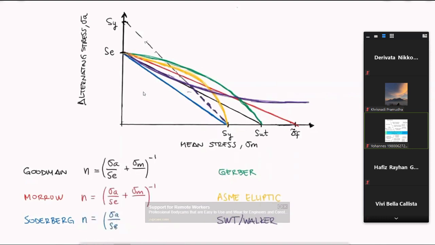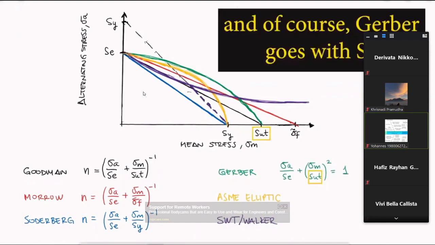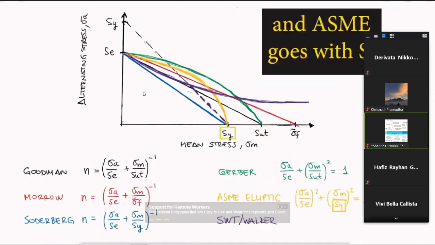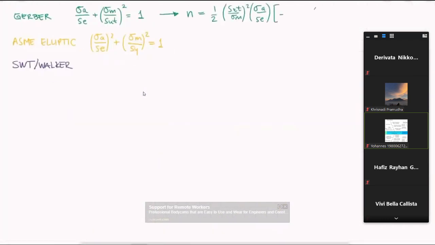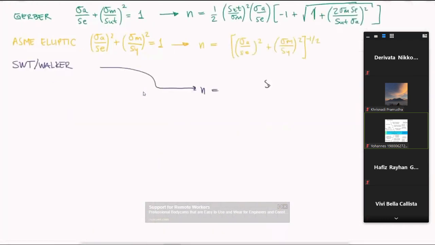We already know what the straight lines look like, with once again Goodman using the ultimate strength, Morrow using the true fracture strength, and Soderberg using the yield strength. For Gerber and ASME elliptic, the definitions are pretty easy, where you have a squared term for the mean stresses in Gerber, and each one of the two terms squared for the ASME criterion. By using these function definitions and carrying out a similar procedure to the one I explained before for calculating the factor of safety, we obtain the expressions for the factor of safety for each one of the criteria.